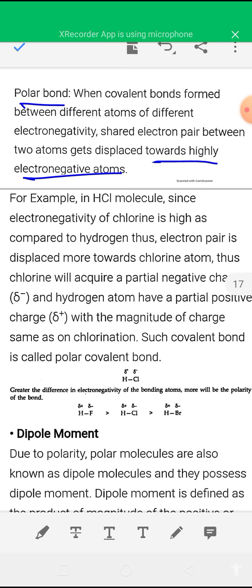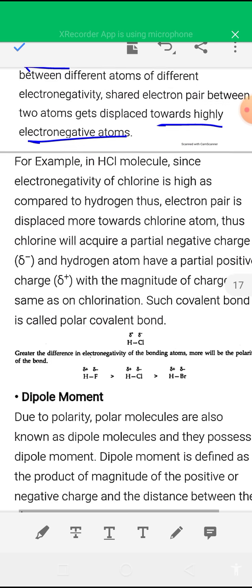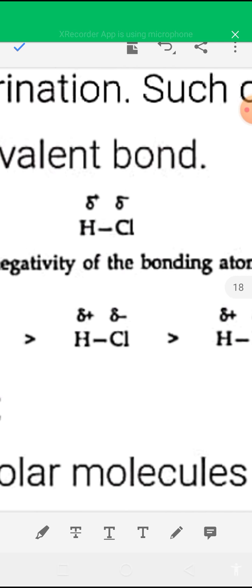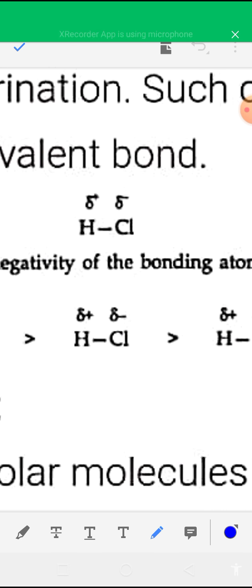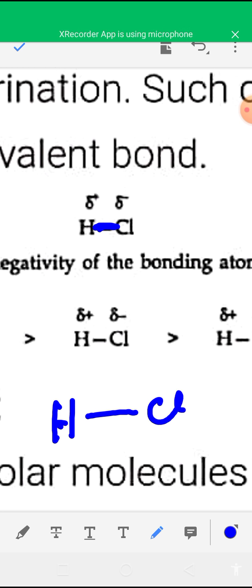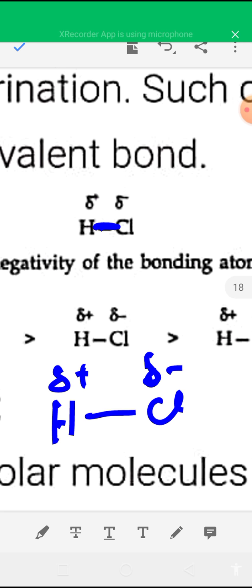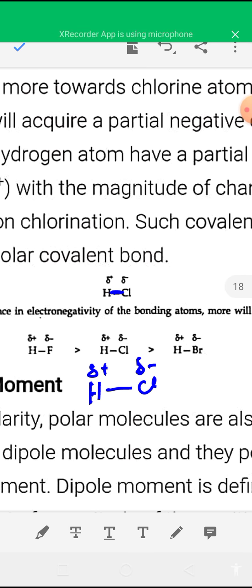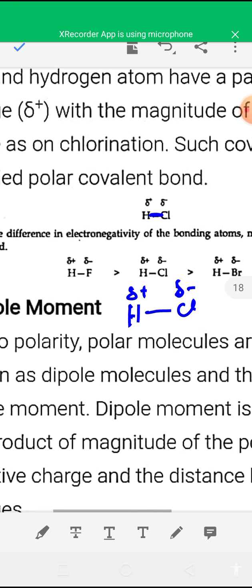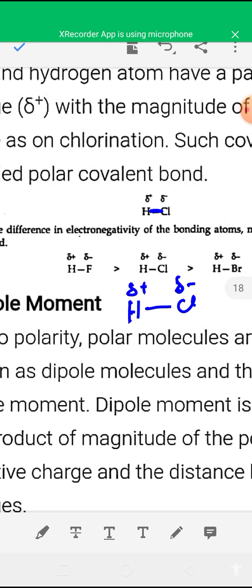For example, in hydrogen chloride, the electronegativity of chlorine is more, so chlorine will attract the covalently bonding electron pair towards itself to a larger extent. So chlorine acquires a partial negative charge and hydrogen acquires a partial positive charge, because the electronegativity of chlorine is much more than hydrogen. So chlorine will attract the electron pair of the covalent bond.